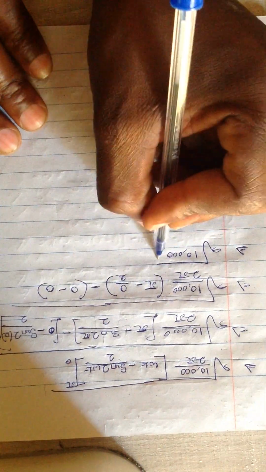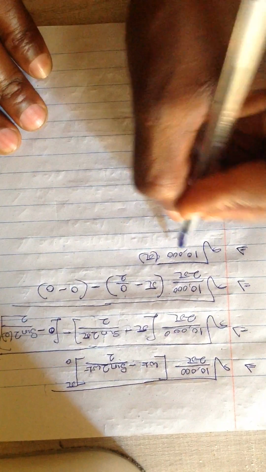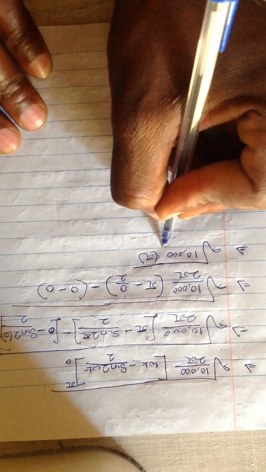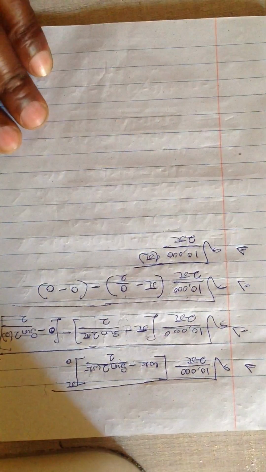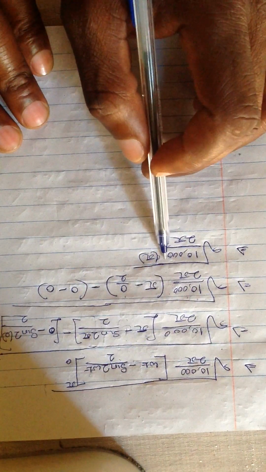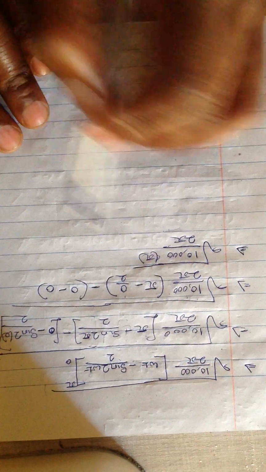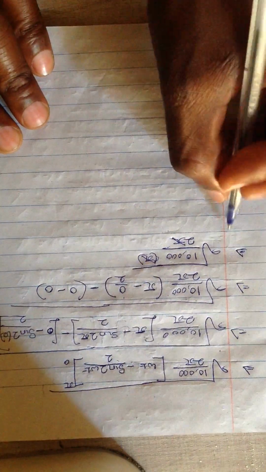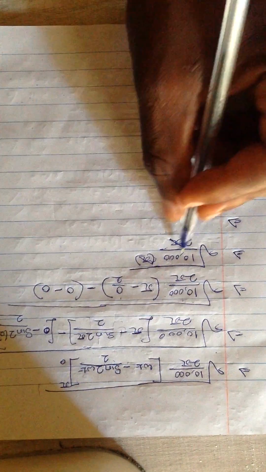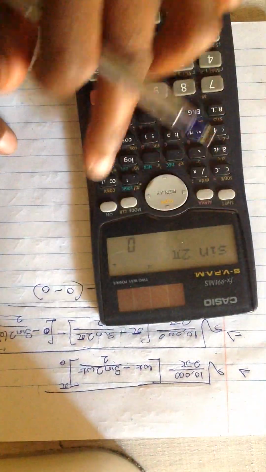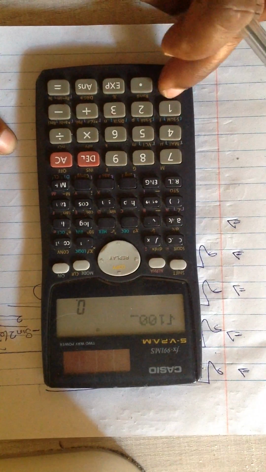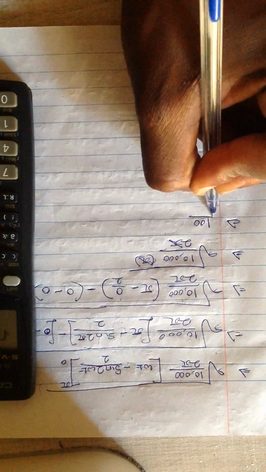You're going to remain with the pi on this side. Remember that pi is in the square root, but it's under 2. So we have 10,000 over 2 pi times pi. You can cancel the pi and the pi goes, and you remain with 2. So what is the square root of 10,000? On your calculator, you're going to have 100. So what is 100 over the square root of 2?